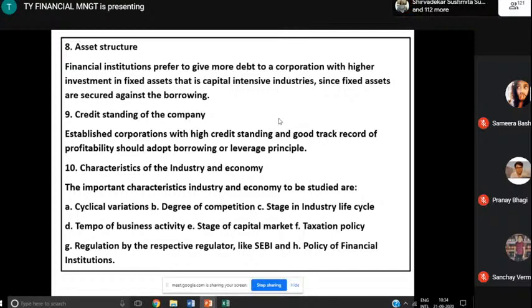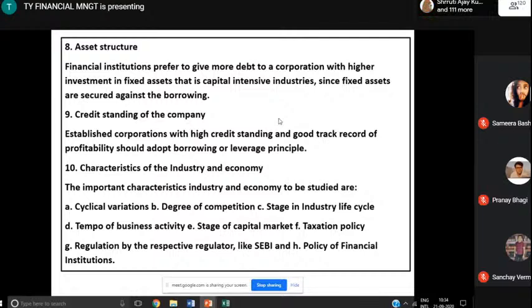For a hotel project, what is the fixed asset percentage? 80%. What is the current asset percentage? 20%. I repeat, for a hotel project, FA is how much? 80%. And CA is how much? 20%. Now think this way.